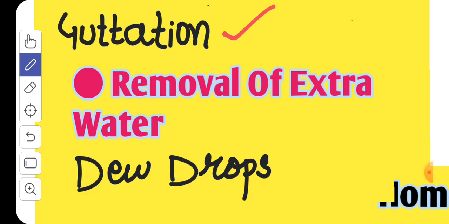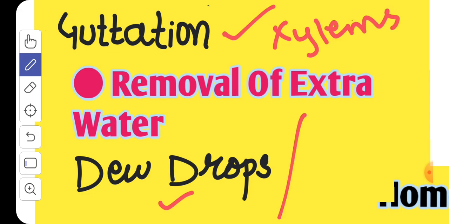Dear students, you should never mix the term guttation with dewdrops, because guttation is the water which comes outside the edges of the leaves from the xylem. Whereas in dewdrops, water vapors are present in our air, and when the temperature becomes low, these water vapors condense, and these condensed water drops are present everywhere on the plant, and these are known as dewdrops. I hope the difference between guttation and dewdrops is clear to you now.